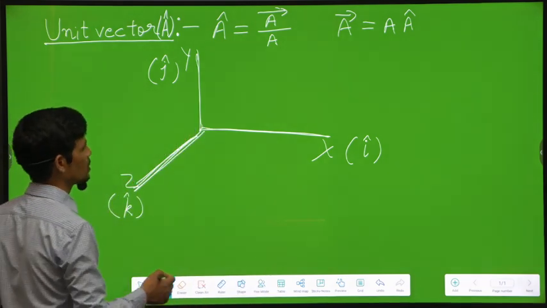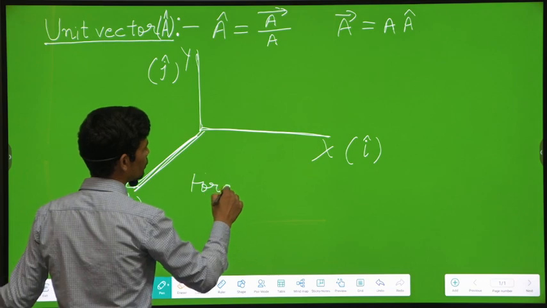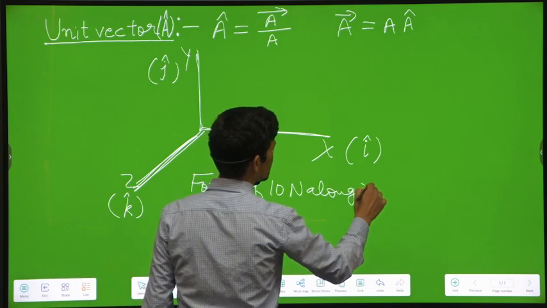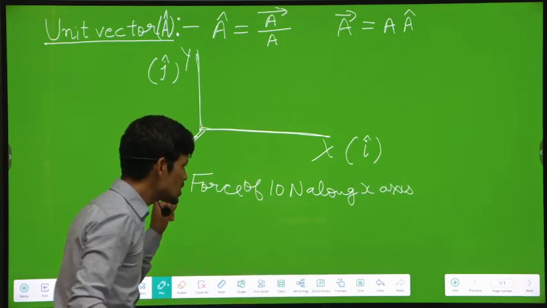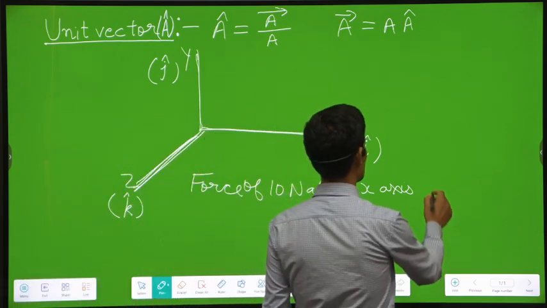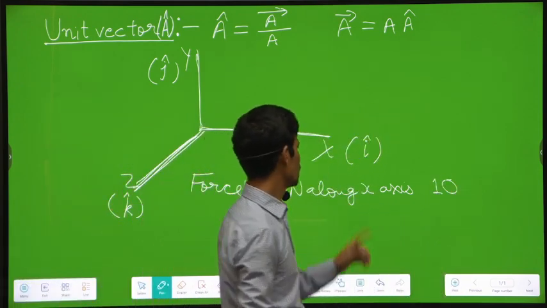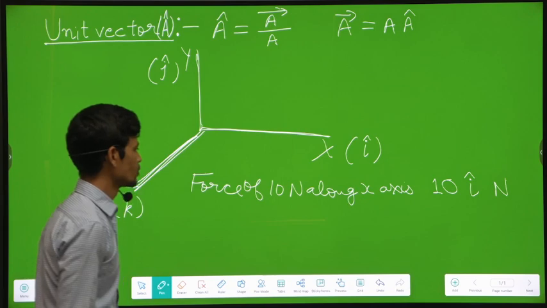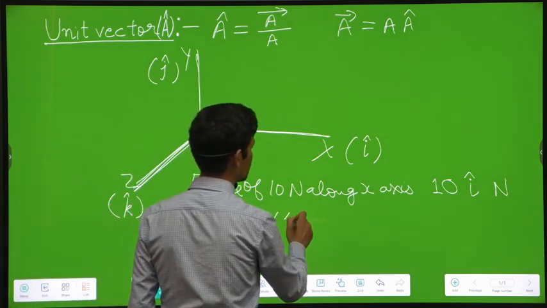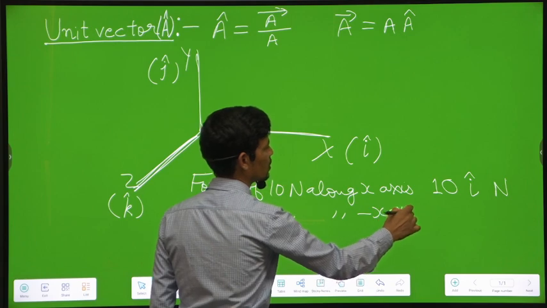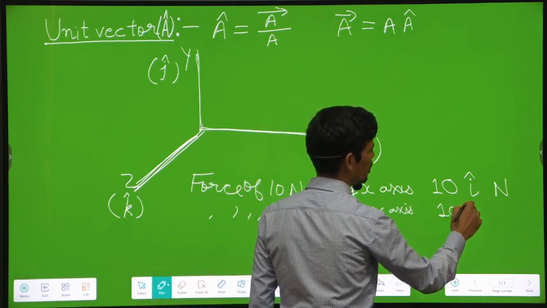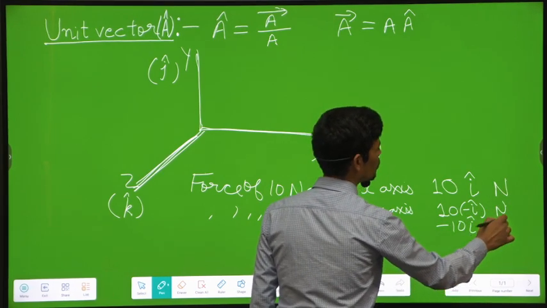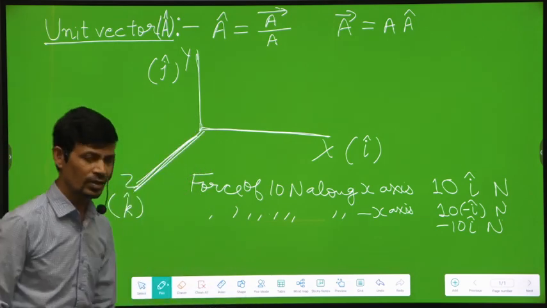So let us suppose there is a force of 10 Newton along the x-axis. So instead of writing all this, I can write the magnitude is 10, the unit vector is i cap, Newton. A force of 10 Newton along the negative x-axis, still no problem: 10 times minus i cap Newton, or minus 10 i cap Newton. Same for the y-axis, same for the z-axis.